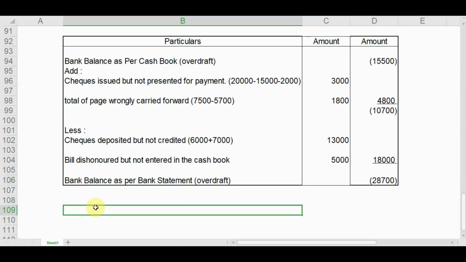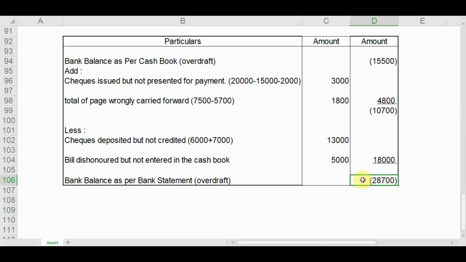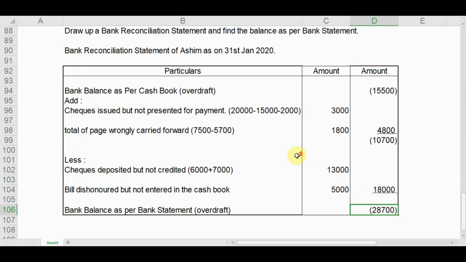So we have started this bank reconciliation statement with the bank balance as per cash book, which is overdraft. We have added some adjustments, we have deducted some adjustments, and we have come to the close of the statement. At the end of the statement, we find out the bank balance as per bank statement, which is also an overdraft balance because it is a negative balance. So this is how we prepare a bank reconciliation statement for overdraft balances.